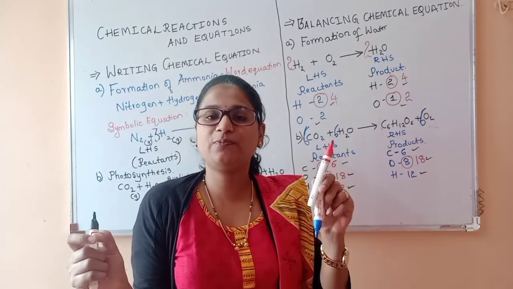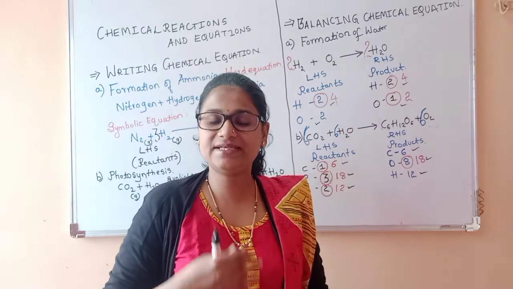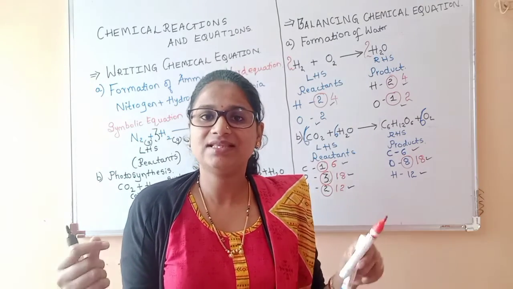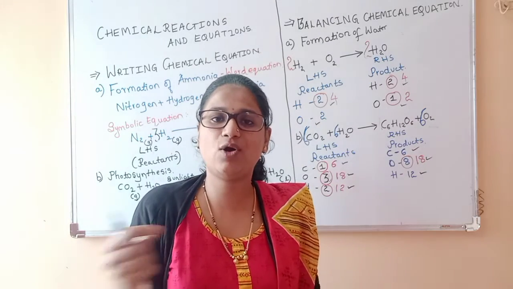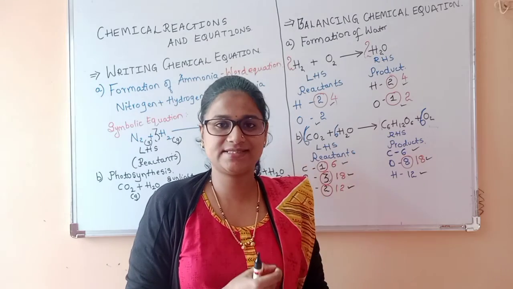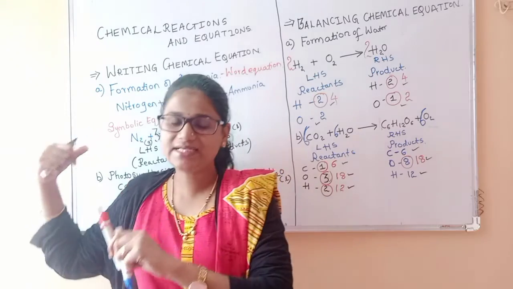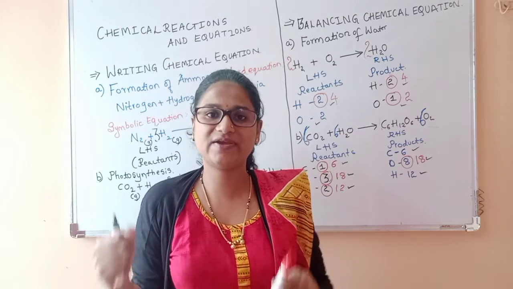So first you practice balancing the chemical equation step by step. Later when you solve at least 30 examples, then there is no need to write these steps. You can balance directly in the reactions or the equation itself. Okay. I hope the concept of writing and balancing chemical equations is clear for everyone.